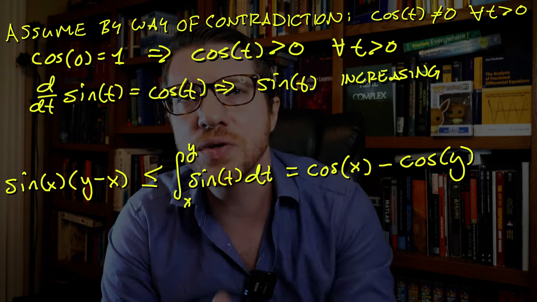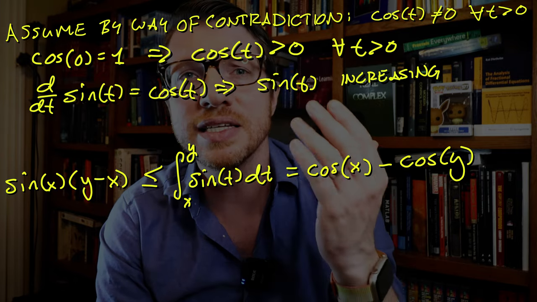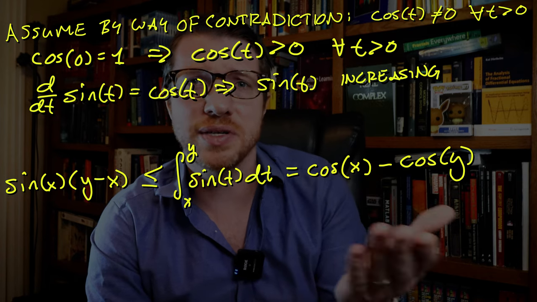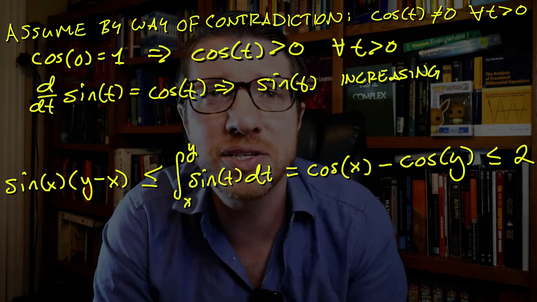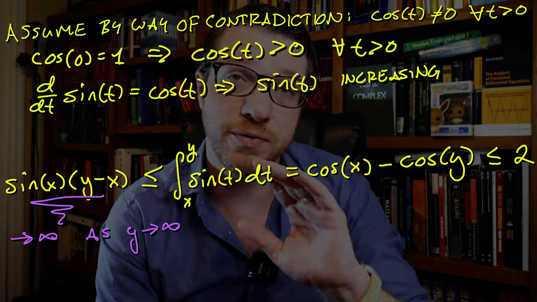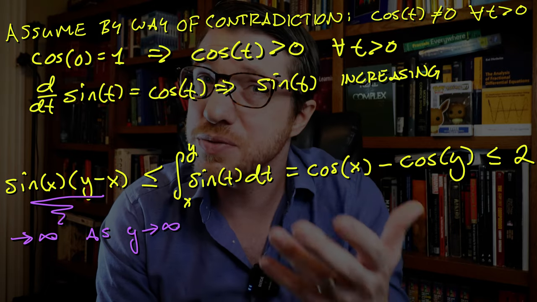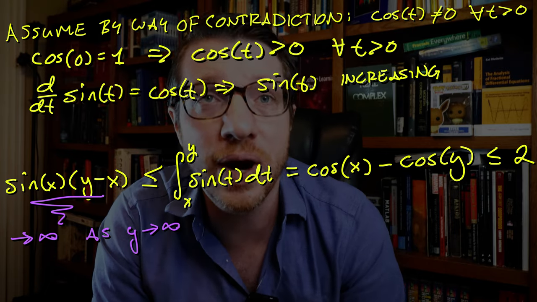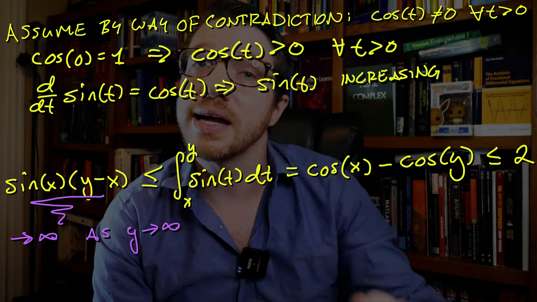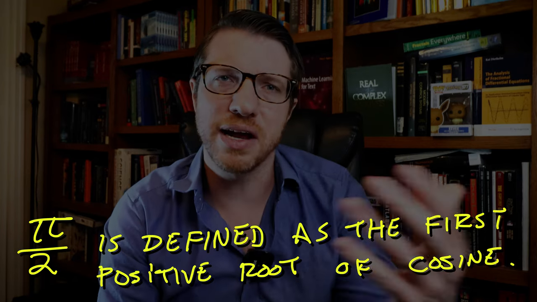However, since cosine of t comma sine of t is always on the unit circle, cosine is bounded in magnitude everywhere by 1. Thus, the difference between cosine values is bounded above by 2. That term on the left, however, can get as big as we like. For large enough y, we can make that whole quantity exceed 2, which is a contradiction because of that term on the right. And so, since this is a contradiction, our assumption must be wrong, and thus cosine must have zeros. Let's take the first one to be pi over 2.